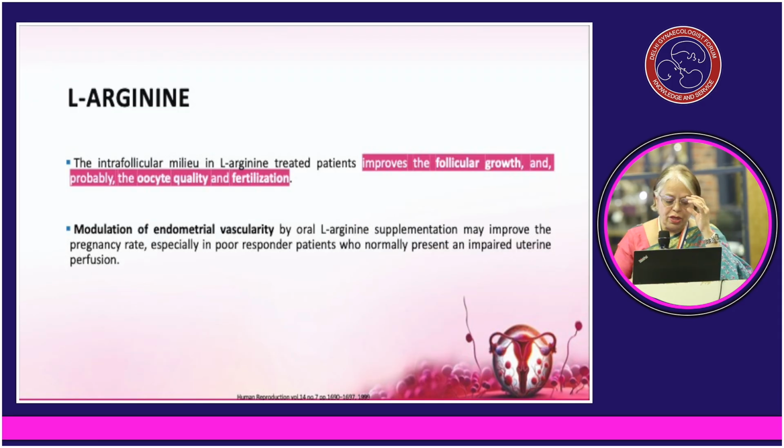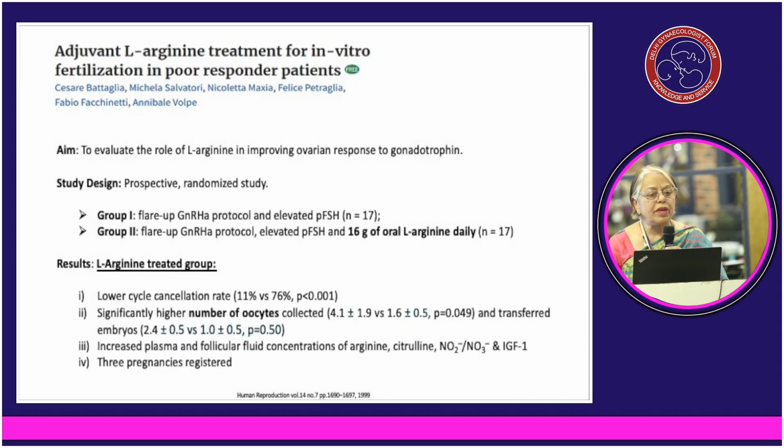L-arginine we use a lot, and we know that it modulates the endometrial vascularity. However, the dose which we mostly use is 1 or 2 sachets given once or twice a day. Each sachet contains around 3 to 5 grams, but the dose used in one of the RCTs was 16 grams. So if you're using a 5-gram pouch, at least 3 pouches, or if 2-gram, 5 pouches in a day. The result was that the group wherein arginine was used daily had lower cancellation rates, high number of oocytes, good quality oocytes, and improved pregnancy.